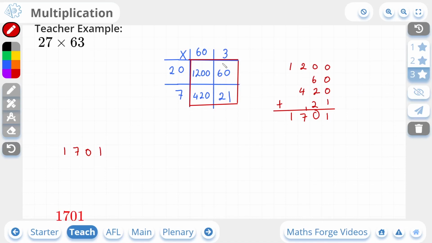So just be careful when you're using the box method to separate your numbers correctly and to add the numbers in the central region here.